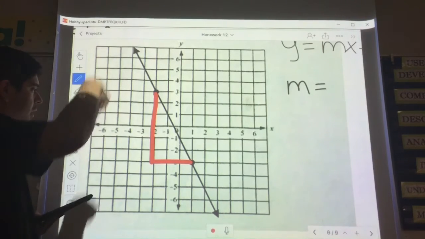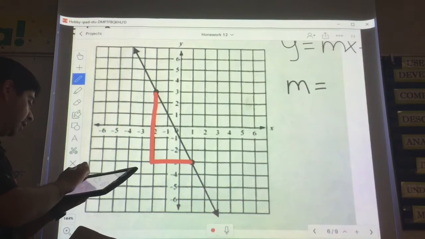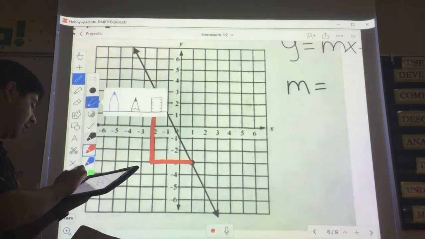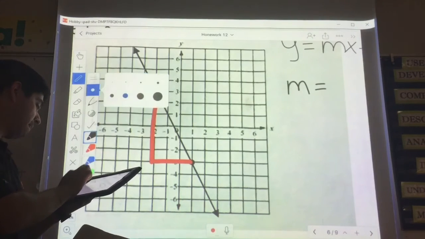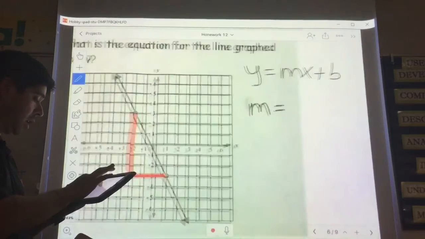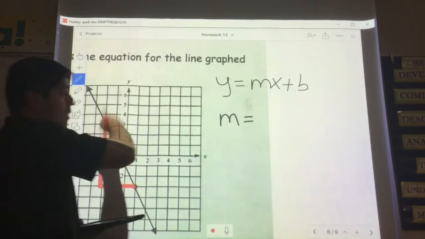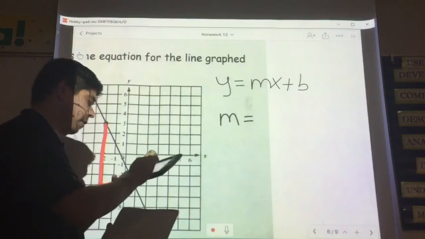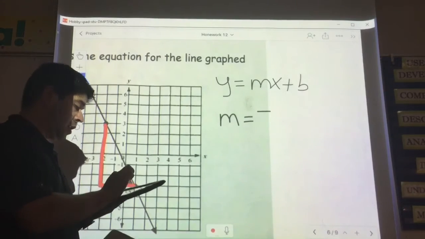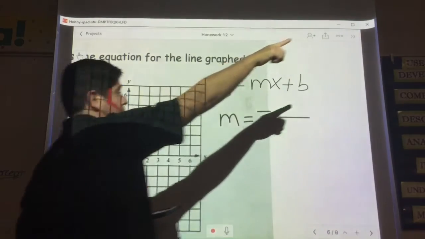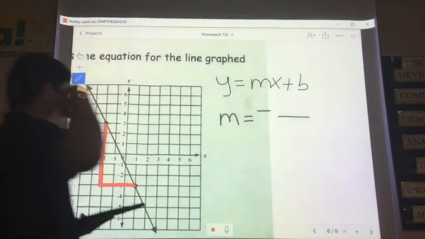So all we got to do now is just count the lines. So, like I said, my slope is going to be negative. I know that because it's going down. So once I know that it's going down, automatically I'm going to put negative here. That way I don't forget. Negative. Now I need to find out what my numerator is going to be, and then find out what my denominator is going to be.